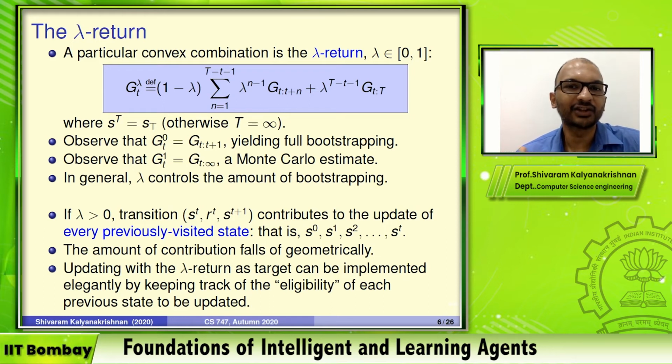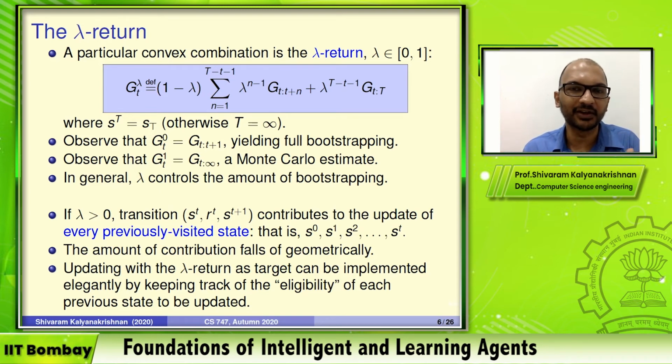So the natural way to first think about it is to ask from every state, when I see a new transition somewhere in the future, how much G should I take from that? So doing that is called the forward view. What is somewhat more elegant and better as an implementation in code is what's called the backward view. So what we do is, as we go along, we keep track of previously visited states and keep track especially of how eligible they are to get some fraction of what has happened in the current transition.